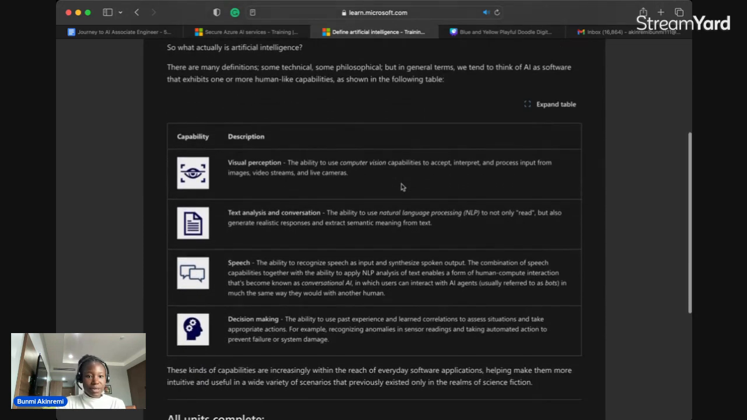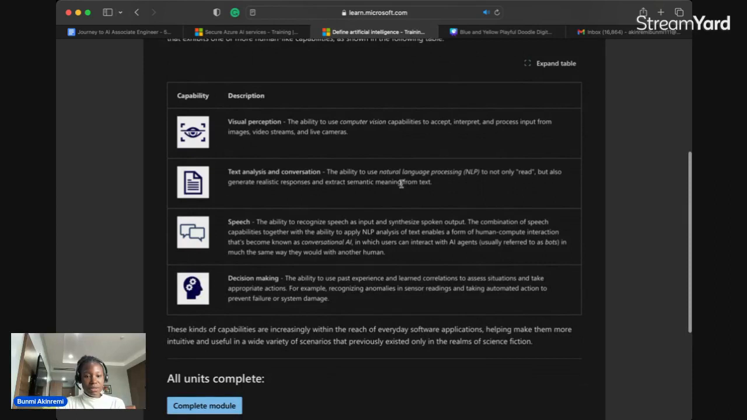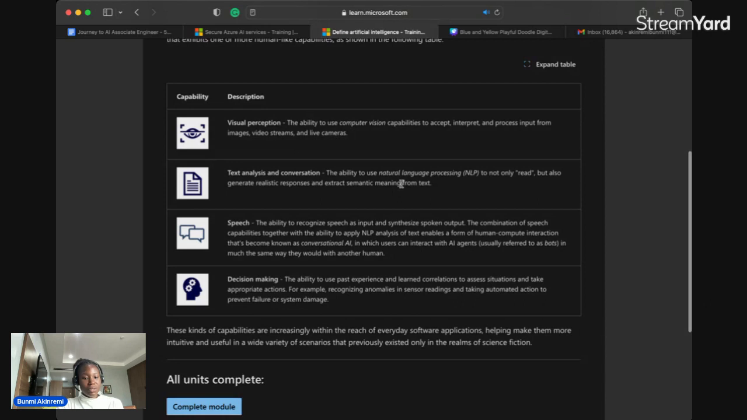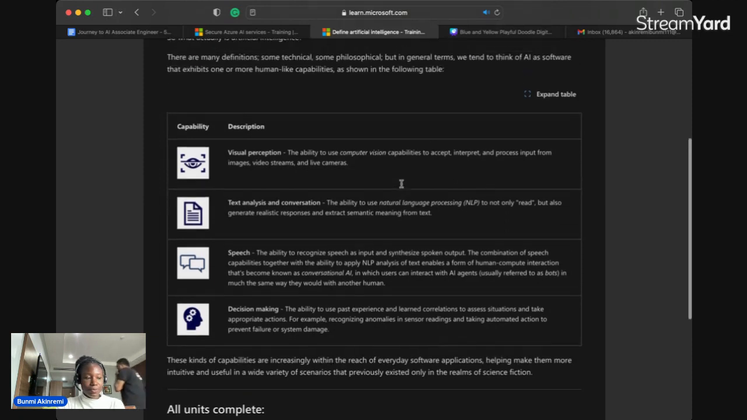And what are those capabilities? Vision, text, speech, and decision making, right? So these are the four core capabilities of AI. By vision, I mean being able to track, intercept, understand images and videos. Text: analyze text, language translation. Speech: voice, text to speech, speech to text. Decision making: being able to detect anomalies, make automated decisions, and this kind of stuff.